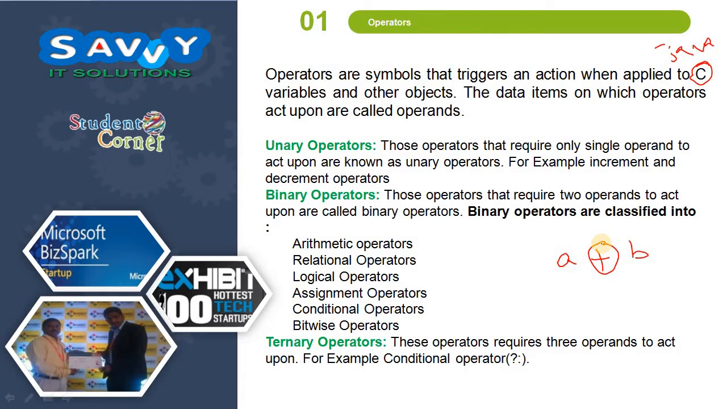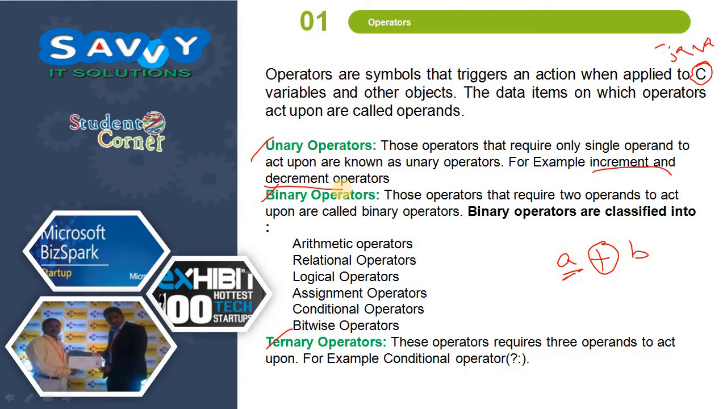So here, based on the number of operands, the operators are classified into three types. One is the unary operator, second is the binary operator, and third is the ternary operator. Okay, unary operators: those operators that require only a single operand to act upon are known as unary operators. Simply we can say performing an operation on only one operand is called a unary operator. The examples are increment and decrement operators.